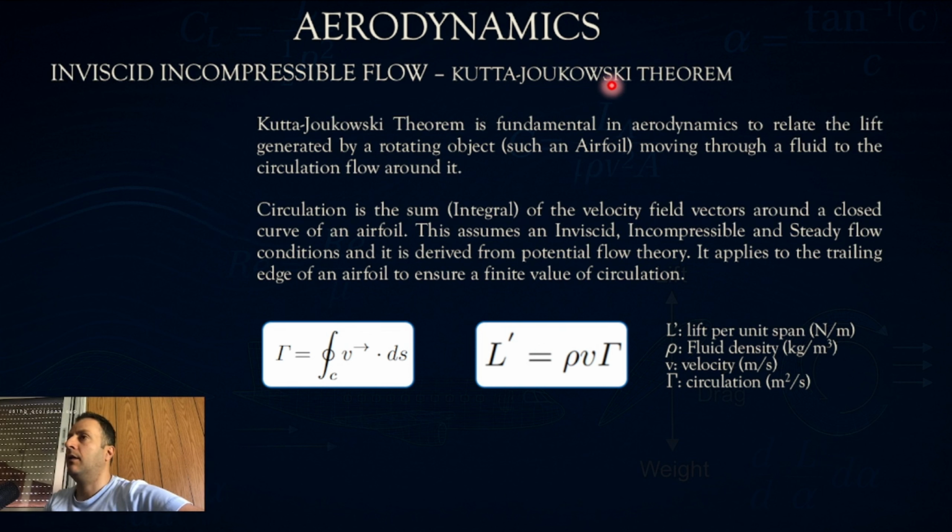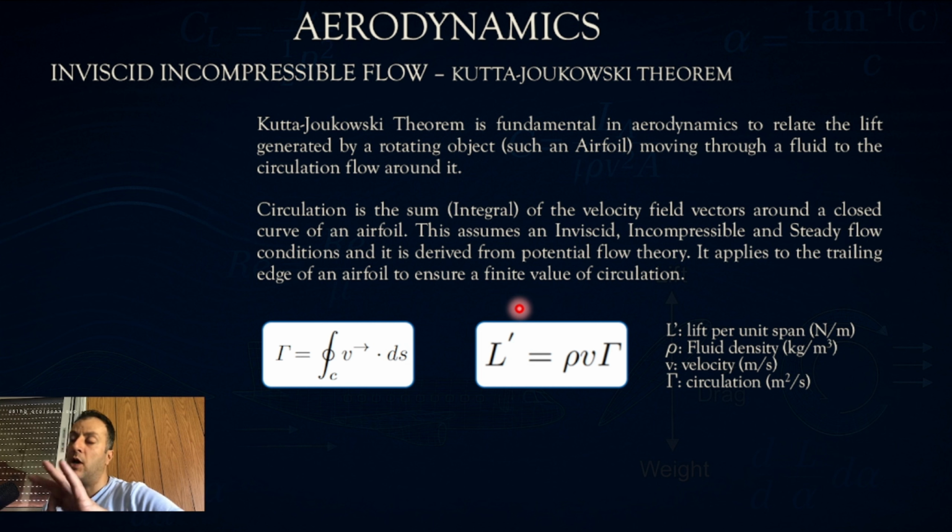Kutta-Joukowski, or Joukowsky, theorem. The Kutta-Joukowski theorem is fundamental in aerodynamics to relate the lift generated by a rotating object such as an airfoil moving through a fluid to the circulation flow around it. Now, what is circulation? Circulation is the sum or integration of all velocity vectors of a velocity field around a closed curve or closed loop of an airfoil. This assumes, of course, an inviscid, non-viscous, incompressible and steady flow condition. It is derived from potential flow theory. It applies to the trailing edge of an airfoil to ensure a finite value of circulation.